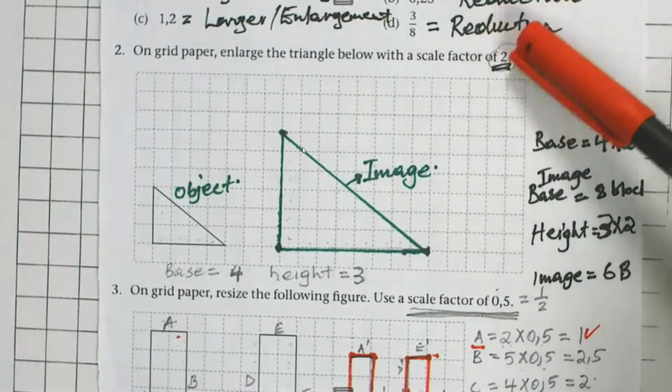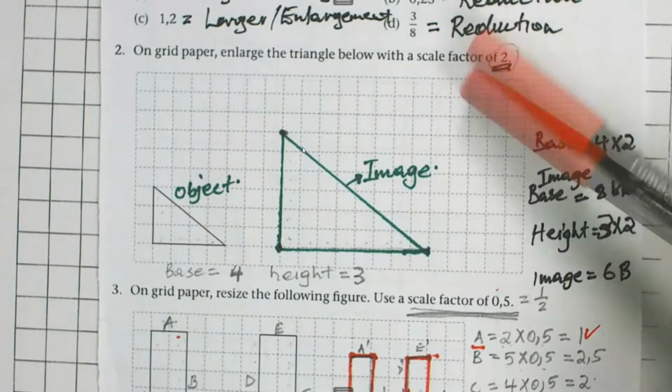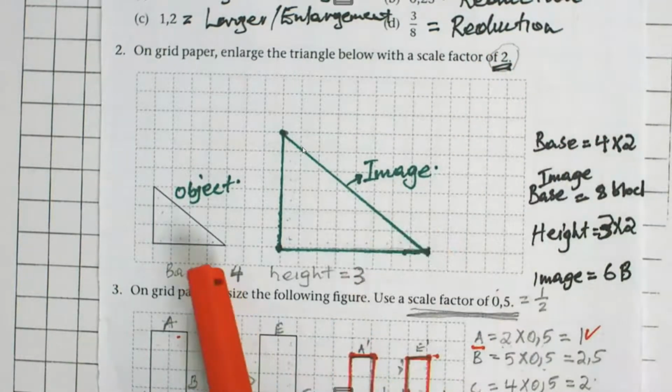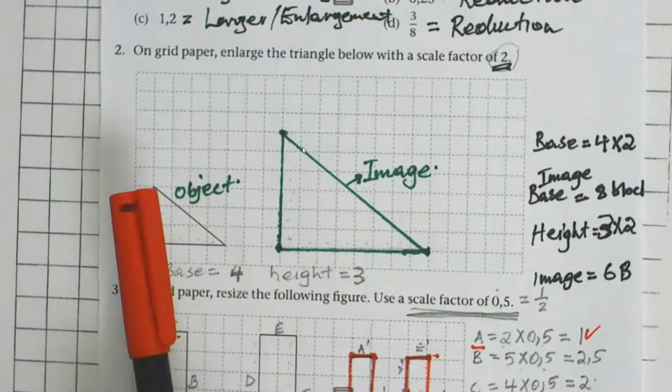What showed that this is going to be an enlargement? Because the scale factor was greater than 1. If the scale factor is greater than 1, we know that we are going to be doing an enlargement, which means the image will be bigger than the object.